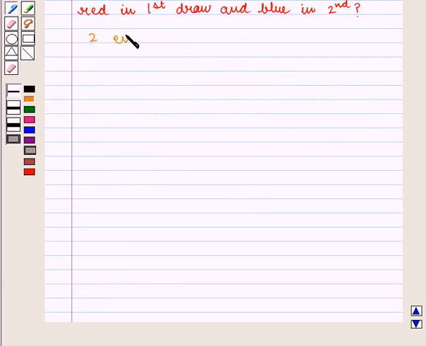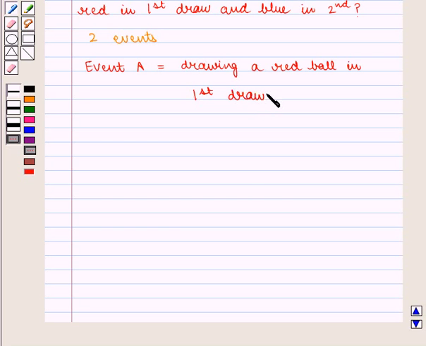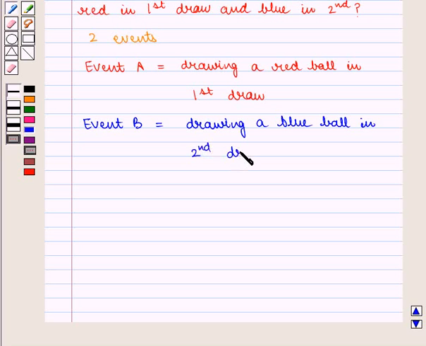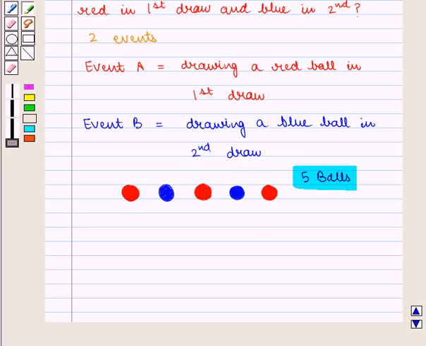Now here we have two events. Event A, that is drawing a red ball in first draw. Event B, that is drawing a blue ball in second draw. I have 5 balls in all, where there are 2 blue balls and 3 red balls.